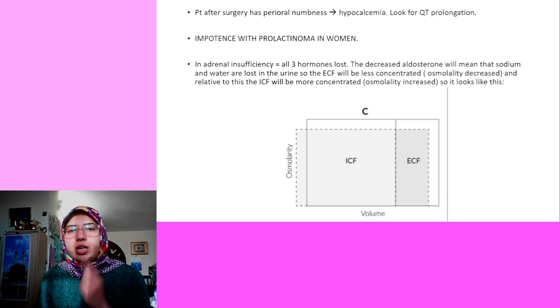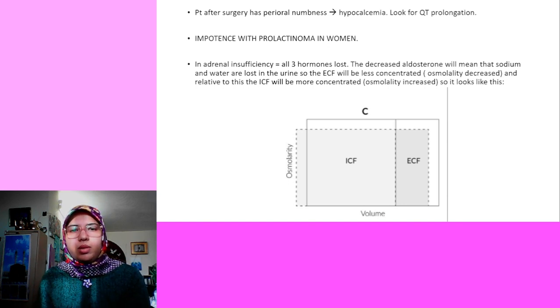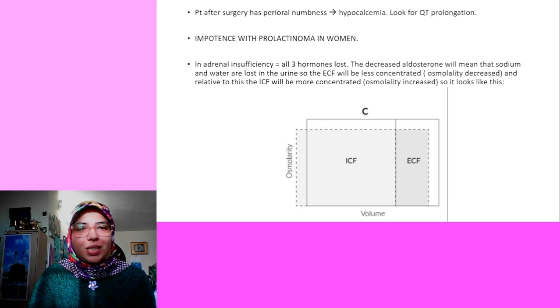A patient after surgery has perioral numbness. Remember, we said perioral numbness is one of the earliest signs of hypocalcemia. Look for QT prolongation. Impotence with prolactinemia. What is that? Impotence with prolactinoma in women. Probably meant to say men, and that was written incorrectly, sorry about that.